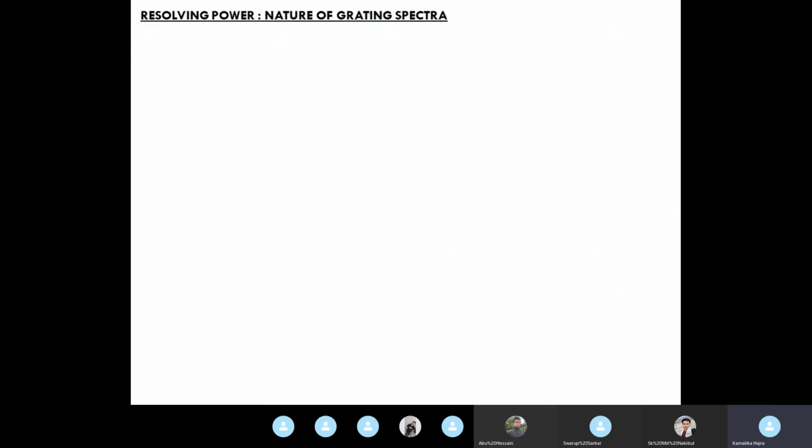Okay. The next thing that we are going to do is very, very important: resolving power and how it is related to the nature of the grating spectrum. We are almost at the far end of our multiple slit diffraction discussion, and resolving power is very, very important. Now, what is resolving power? Suppose this is a black dot on white paper, and this is another dot. Now, can you see the two dots separately? Can you properly see two separate dots? We cannot, right?